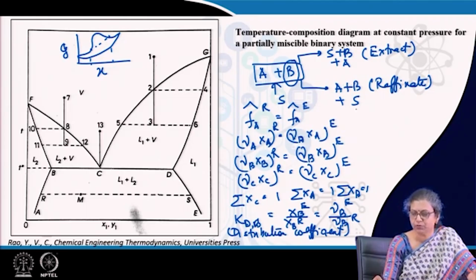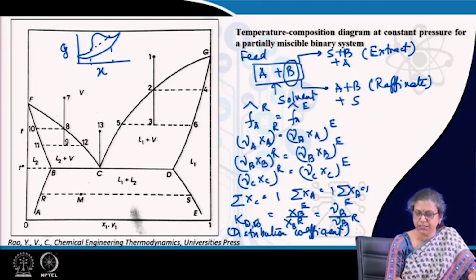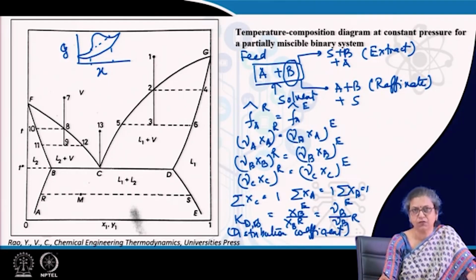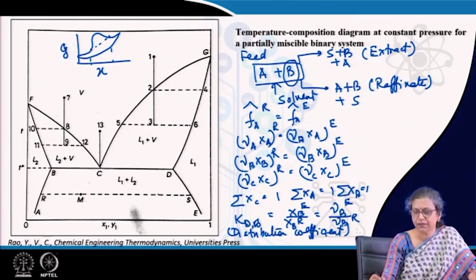And as I have said, during liquid extraction, even if it is a binary mixture, all the components are available in both the phases. Normally the liquid that we add is known as a solvent. The original solution is the feed, and what has been extracted is the extract, which majorly comprises S and a very small amount of A. What remains majorly comprises A, some amount of B which has not been extracted, and some small amount of S.